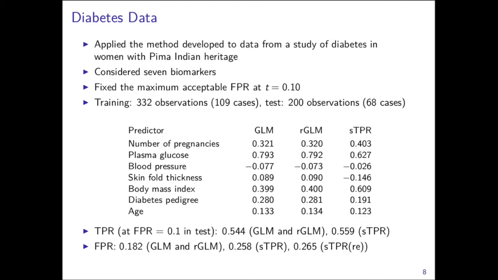So you can see here the combinations estimated by logistic regression under GLM, robust logistic regression under RGLM, and then our method under STPR. And so the combinations are different. They are consistent directionally with the exception of skin fold thickness, but the magnitude of the coefficients definitely varies. And then in terms of evaluating these combinations in the test data, we have true positive rates of 0.544 for both logistic regression methods and then 0.559 for our method, so slightly larger. And then we have a false positive rate of 0.18 for the logistic methods and then 0.258 for our method with the threshold estimated directly and then a little bit higher for the threshold re-estimated.